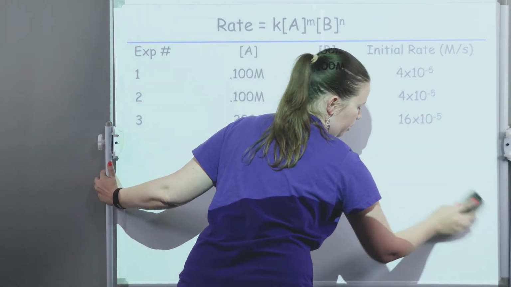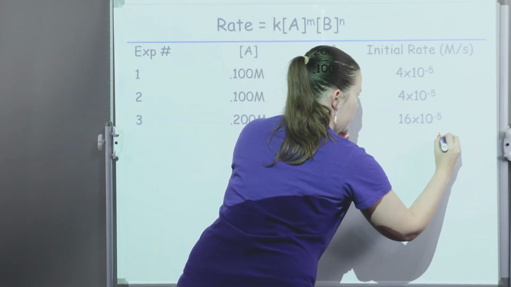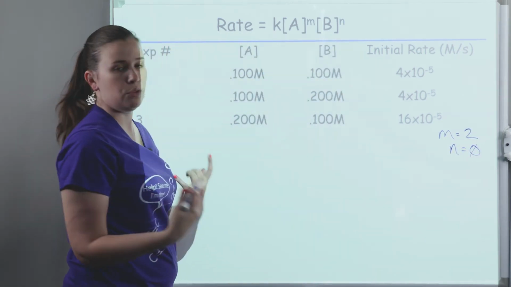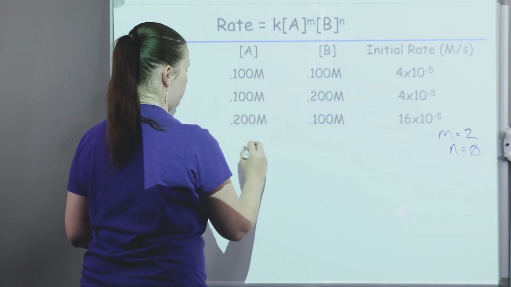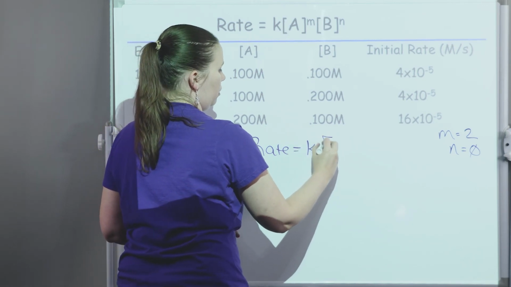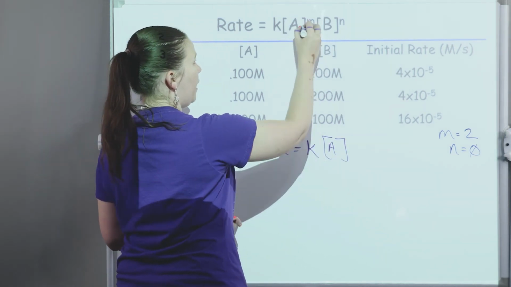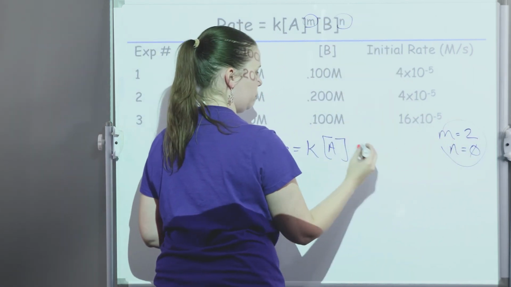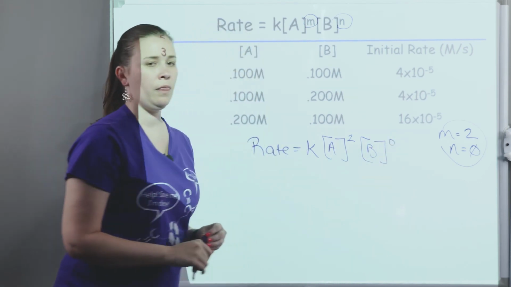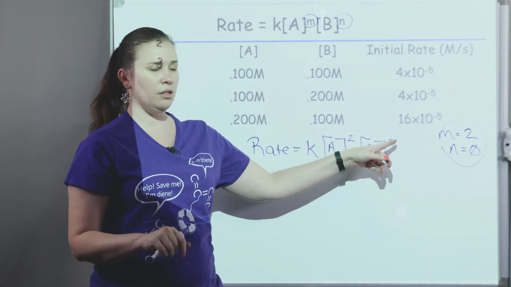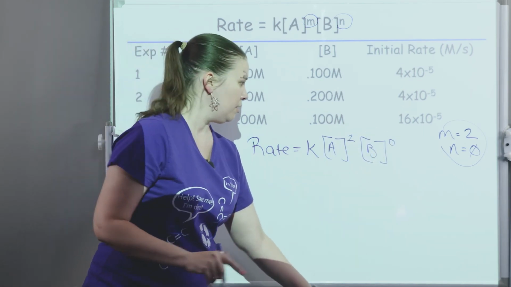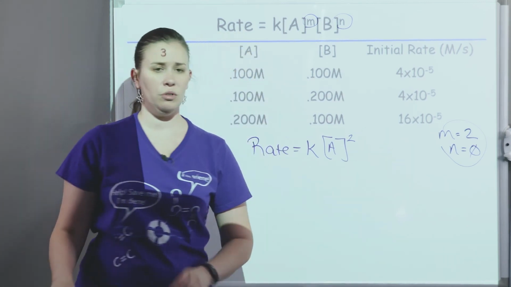In order to find K, just erase my M and my N, I need to know what M and N are first. And so we just figured out that M is 2 and N is 0. So I'm going to start by basically writing my rate equation so I can bring K into this. But instead of using M and N, I'm actually going to use the numbers now. A to the 2 and then B to the 0. Here's the thing. If the order is 0, that means that that reactant did not affect the rate, then it has no business being in the rate law. So we're just going to get rid of it.